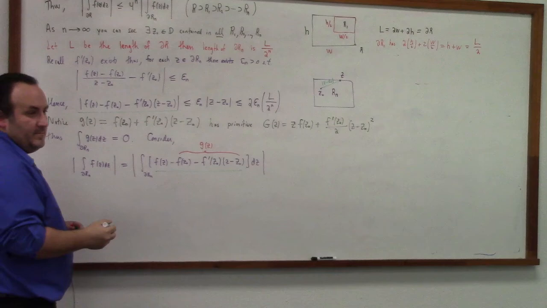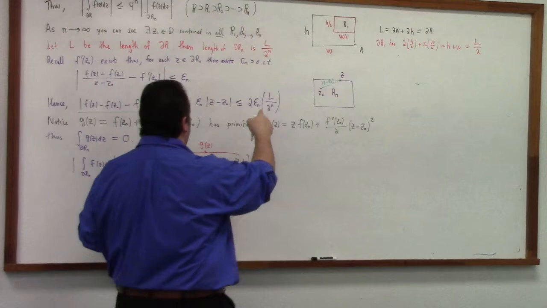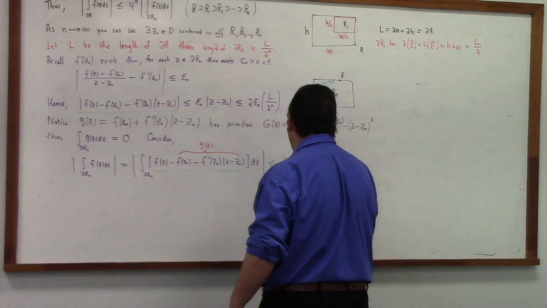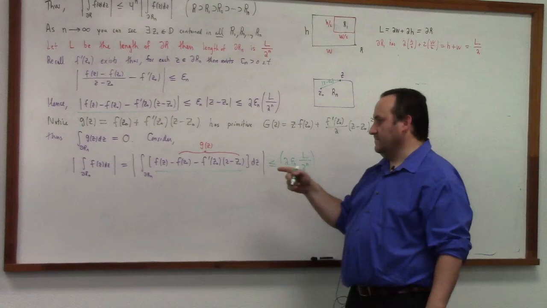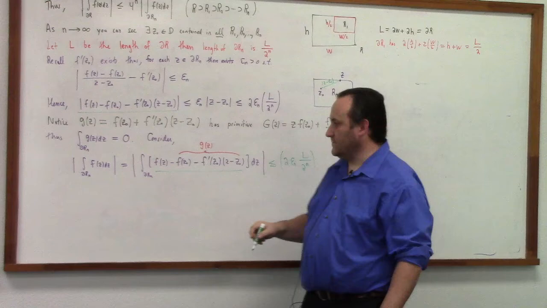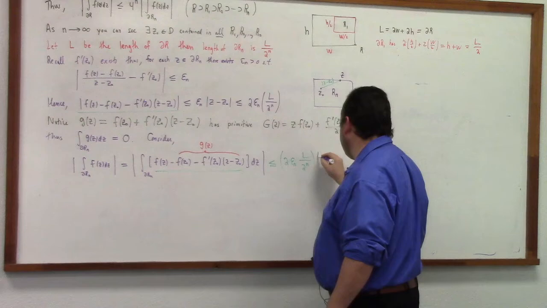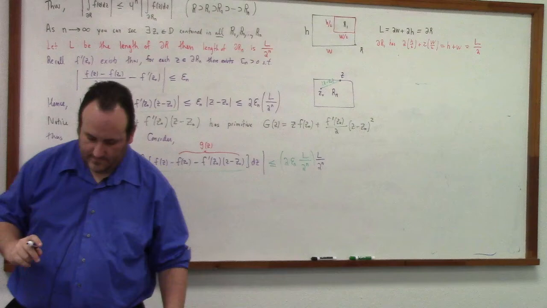Now is the time we use the ML theorem. See, because this is an M for that integral. So this is less than or equal to 2 epsilon n L over 2 to the n times what? Times the length of Rn, right? Which was what? Remember, we were discussing that back up here somewhere. The length of the boundary is L over 2 to the n. Okay. And so what do we have? This is equal to?